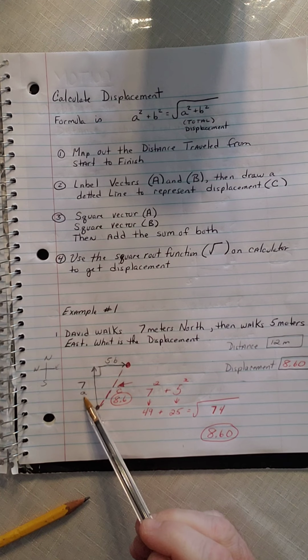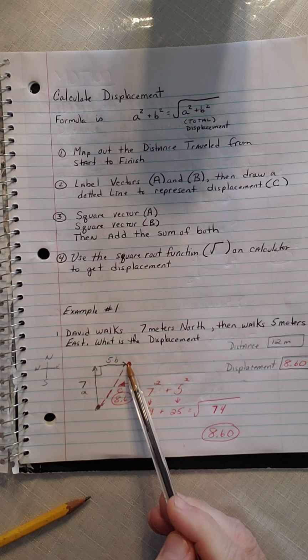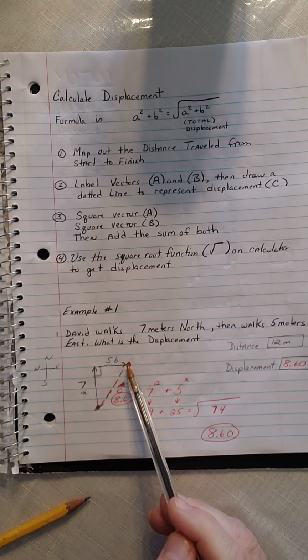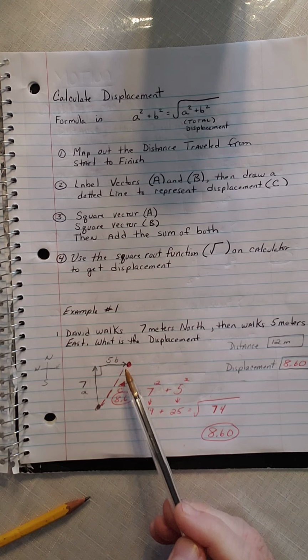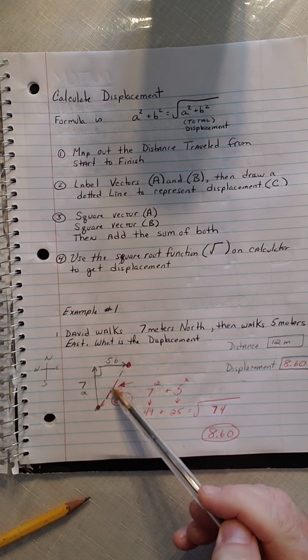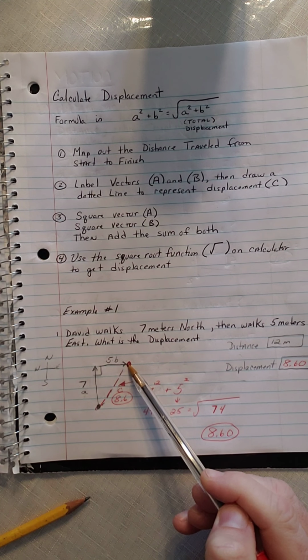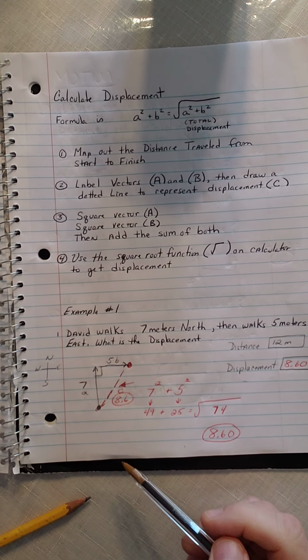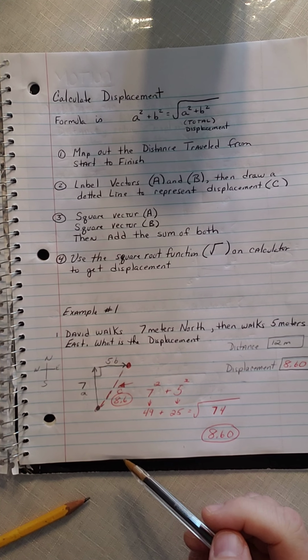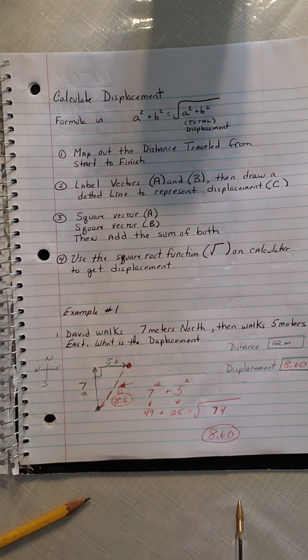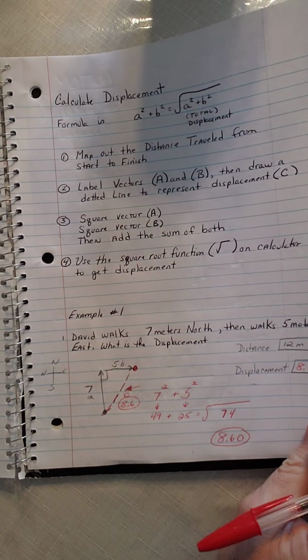So even though I traveled a distance of 12 to get to where I needed to go, the actual displacement was only 8.6 meters away. The displacement is never greater than the distance. Okay, let's try another example.